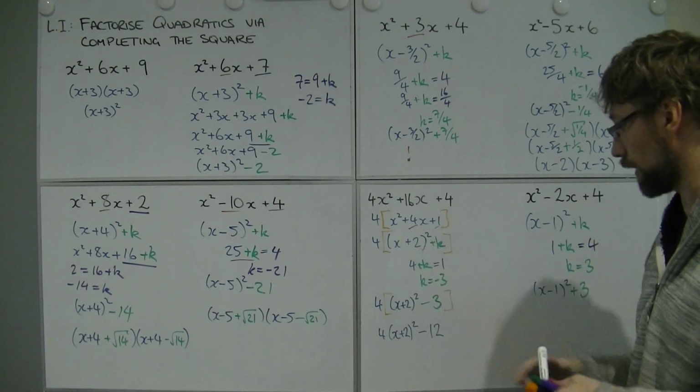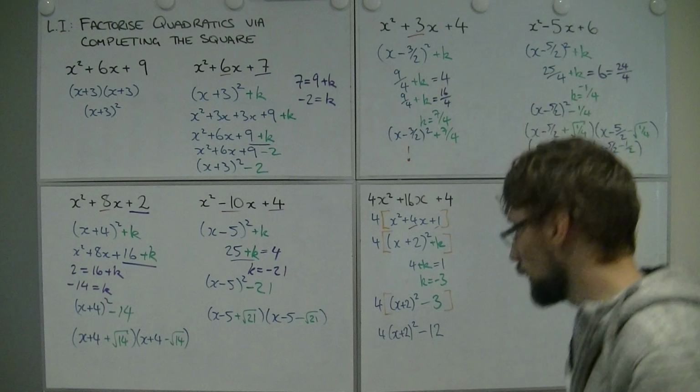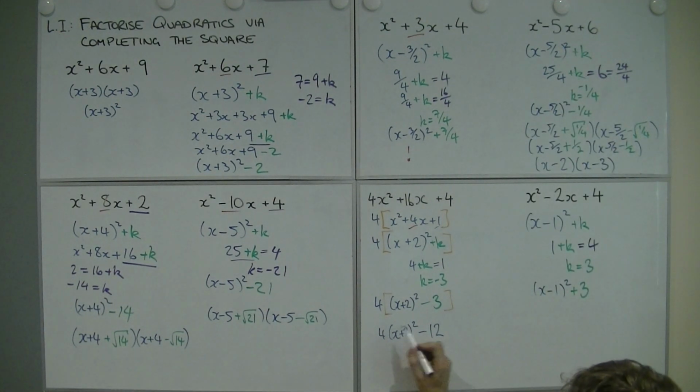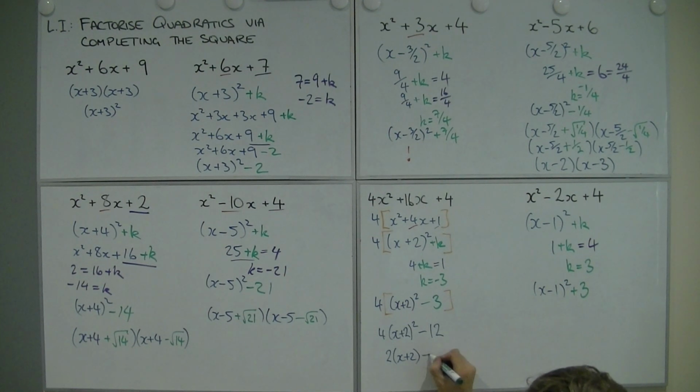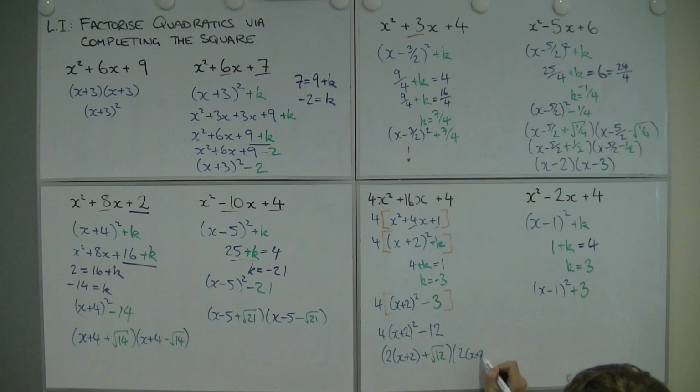Okay, so we've got this guy, great. Difference of these. Keep in mind, this is out the front, so we could either do difference of two squares on this, or we could use this in the factor. I'm going to use this in the factor, why not? So I've got 2 lots of x plus 2 plus root 12, 2 lots of x plus 2 minus root 12.